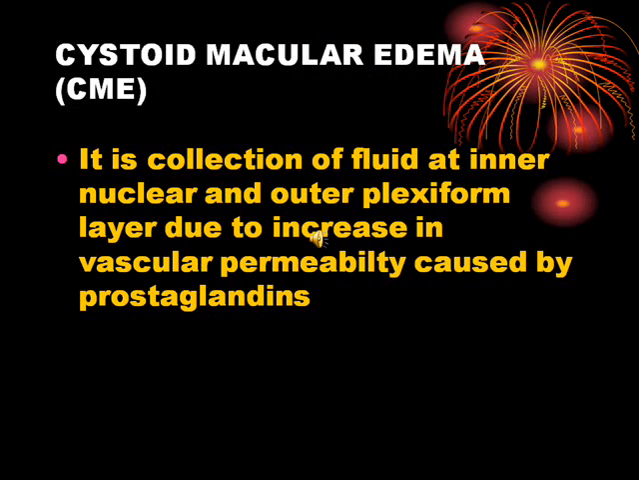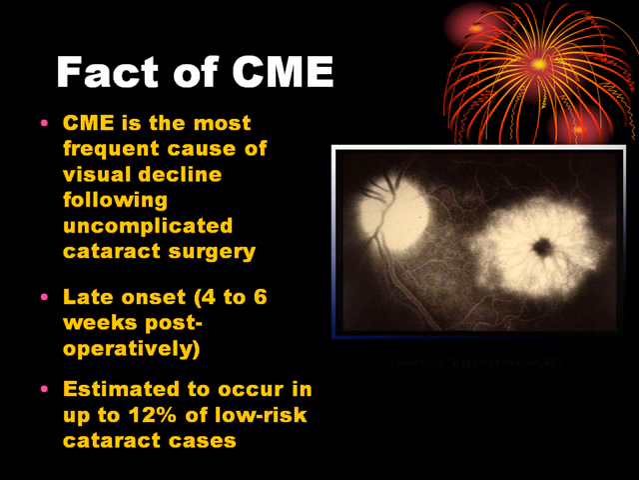Now if you see, what is CME? It is the collection of fluid at the inner nuclear and outer plexiform layer due to increased vascular permeability caused by prostaglandins, and if the vessels are themselves already pathological, even a low dose of prostaglandin can cause this leakage and lead to CME. The incidence of CME is 12% in an uneventful cataract surgery, with onset as early as 2 weeks and as late as 4 to 6 weeks. The incidence is more in predisposed patients.